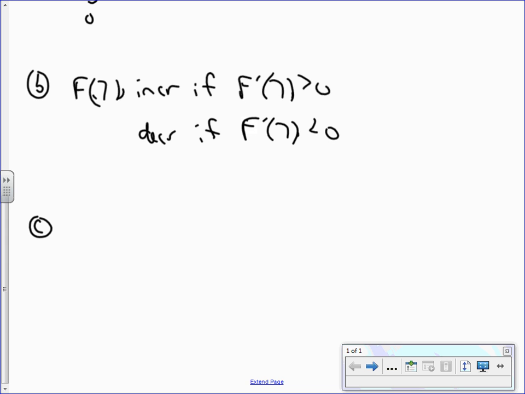Okay, C. What is the average value of the traffic flow over the time interval 10 to 15? What do we do for average value, everybody? One over 15 minus 10. Interval from 10 to 15. Now stop and think. Don't say it out loud. What goes in here? Average value of the traffic flow. The traffic flow is F of T.